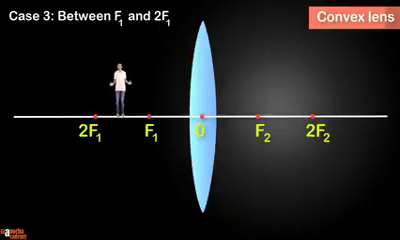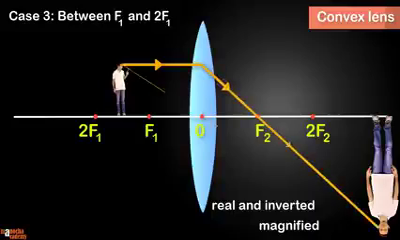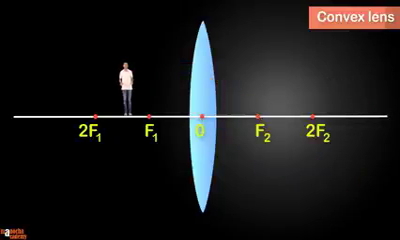So we have our case 3 here, where the object is between f1 and 2f1. I would suggest you to pause the video here, draw the ray diagram and try to find the image yourself. Also write down the properties of the image formed. So what's the nature of the image you got? That's right. The correct answer is it's a real and inverted image that's magnified. Here's the ray diagram, and as you can see, the position of the image is beyond 2f2.